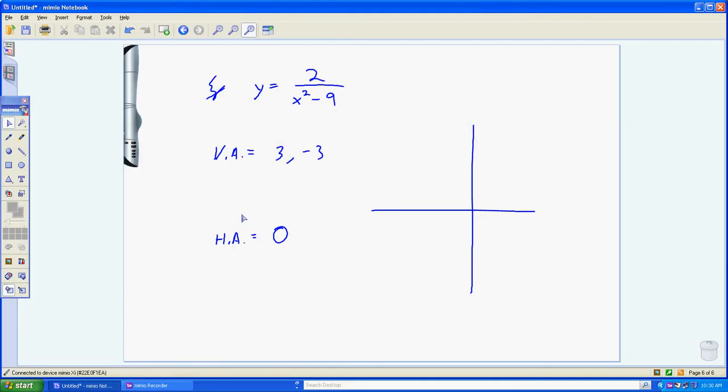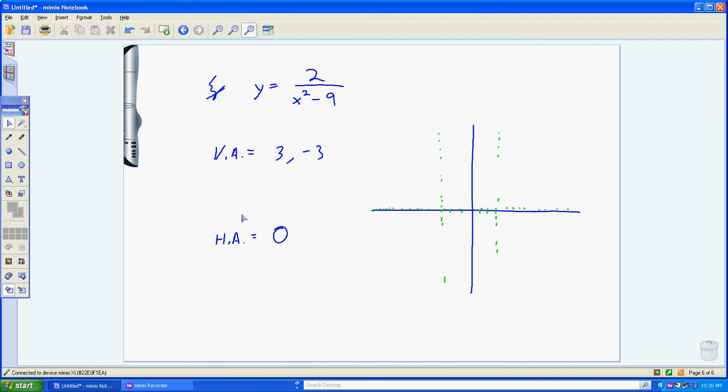So at x is 3, whoops, I can make that a bit bigger. X is 1, 2, 3, and 1, 2, 3, negative 3, all the way down. And a horizontal asymptote of 0, so going across the x-axis.